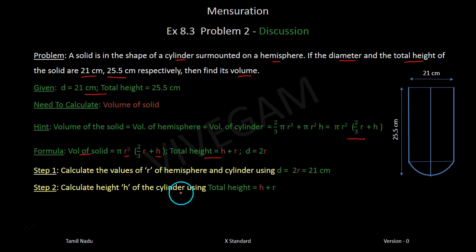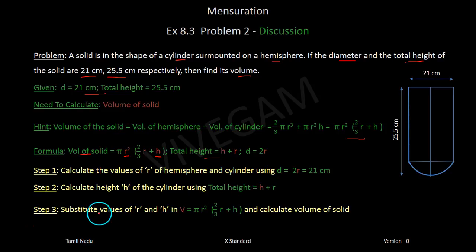Calculate the height of the cylinder using the total height equal to the height of the cylinder plus the radius of the hemisphere. Okay, total height of the solid here is 25.5 centimeter. So 25.5 will be equal to the height of the cylinder plus the radius of the hemisphere, which we calculated here, that is 21 by 2. So with that you will be able to calculate the height of the cylinder.